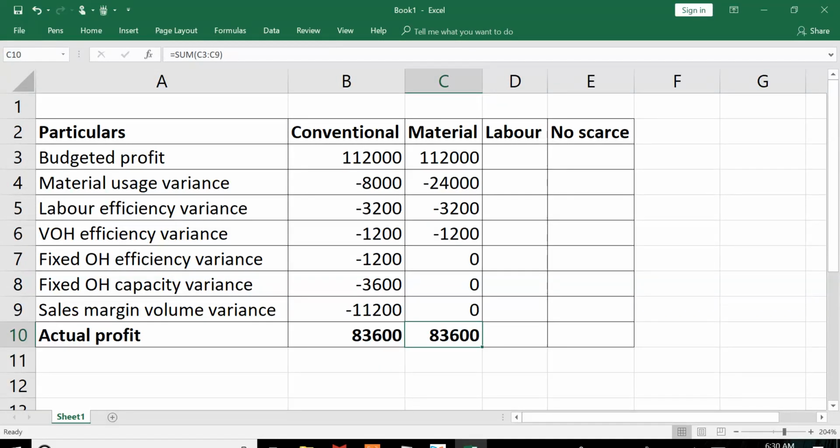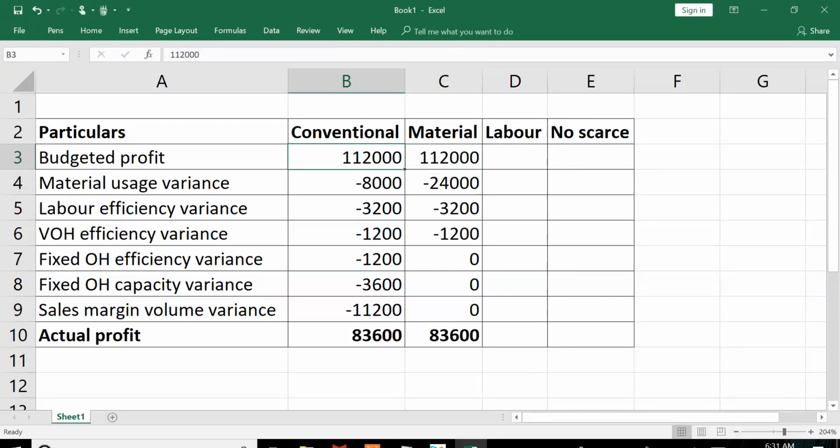I'll give you time to note it down. I'll give you some more explanation. The concept is every kg of material wasted is equal to 12 rupees. Why 12 rupees? 4 rupees of direct cost and 8 rupees of opportunity cost. What is that 8 rupees? Fixed overhead and contribution loss. That's why sales margin and fixed overhead is 0.